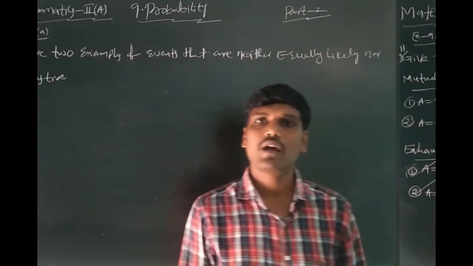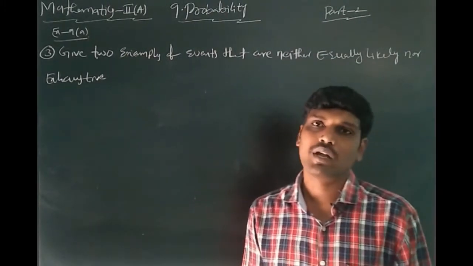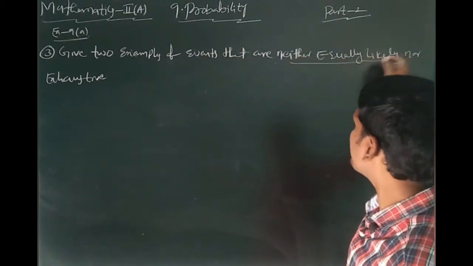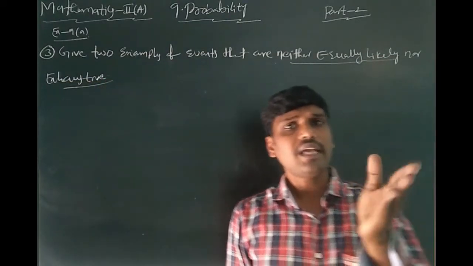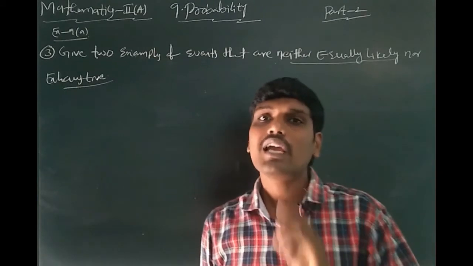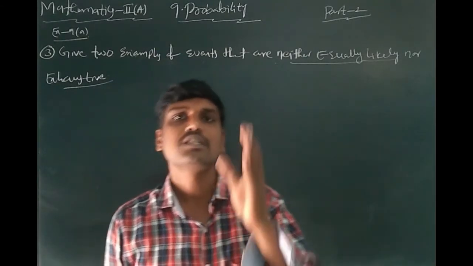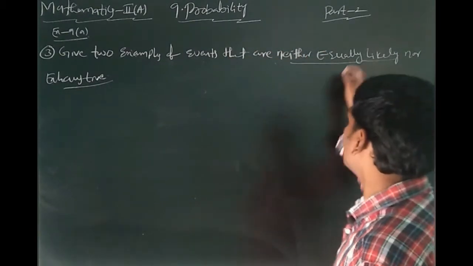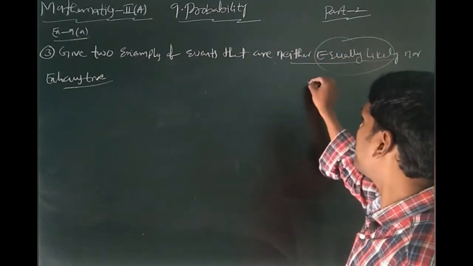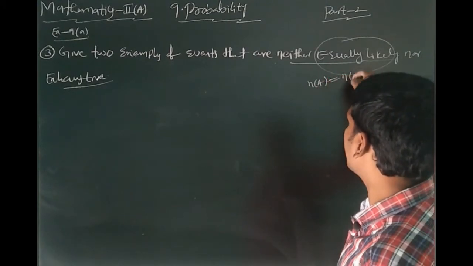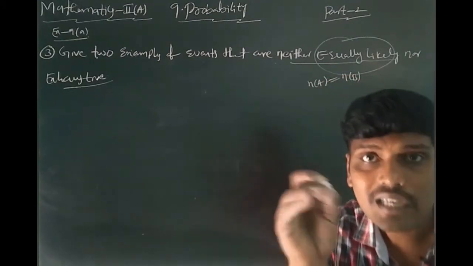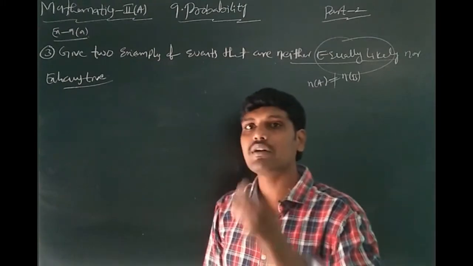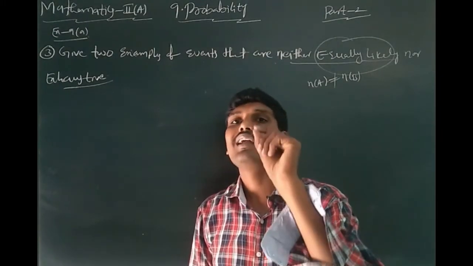Today's assignment or homework problem: in the previous problem model, give 2 examples of events that are neither equally likely nor exhaustive. What is the meaning of neither equally likely nor exhaustive? It means the 2 events are not exhaustive events and not equally likely events. If 2 events are equally likely, the numbers of elements are equal. Here, not equally likely means the number of elements of A and B are unequal.